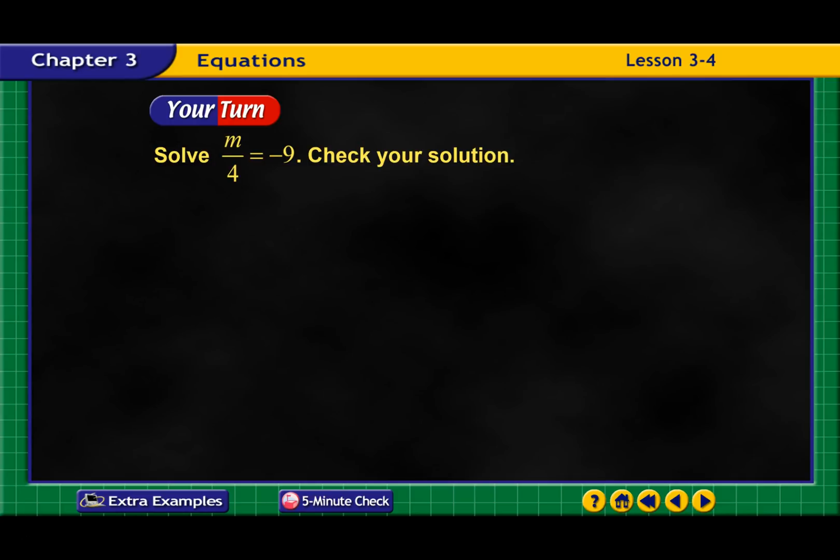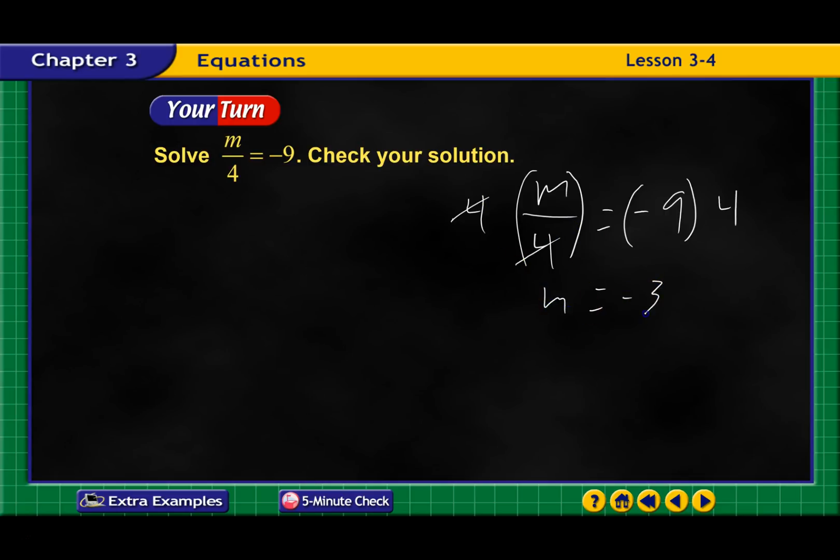Pause this, give it a shot. All right, so I'd rewrite this. m over 4 equals -9. Okay, this is division, so I need to use multiplication. I'm actually going to put it on the other side. So times 4. This one times 4. These are going to cross each other out. m equals -36. Check my solution.